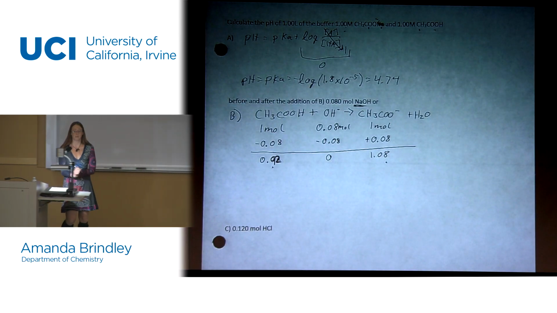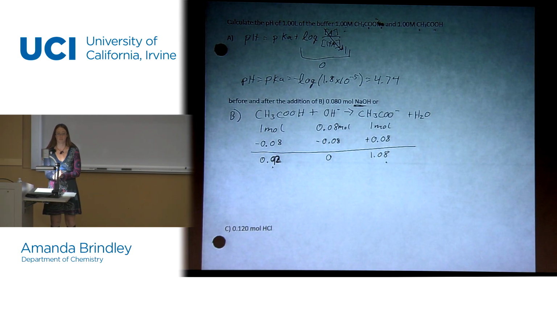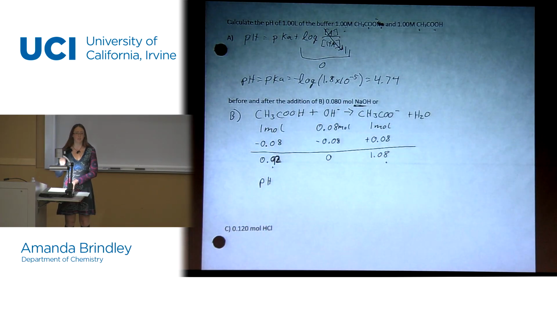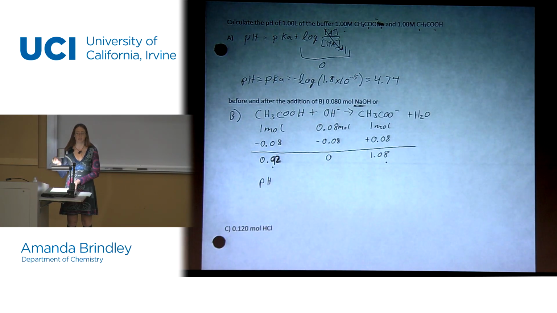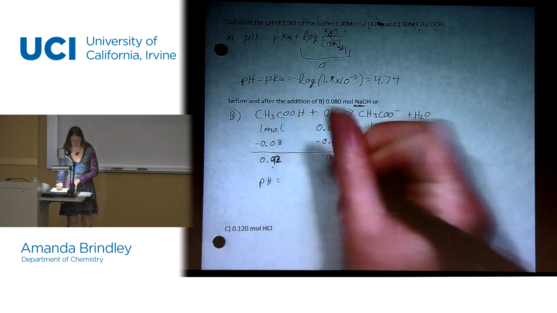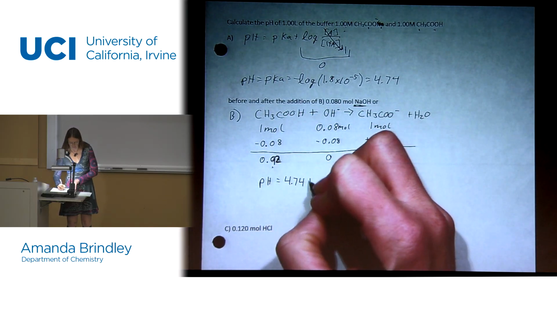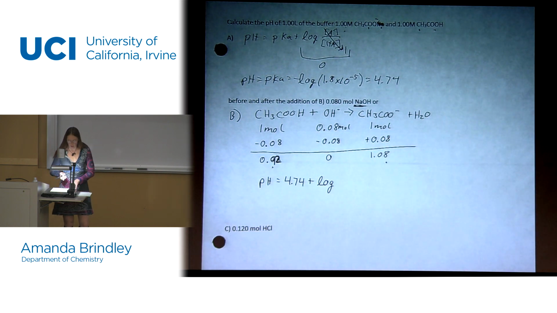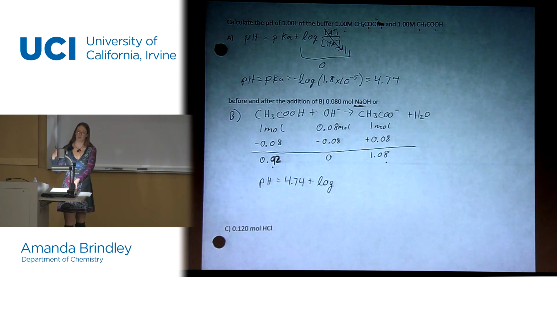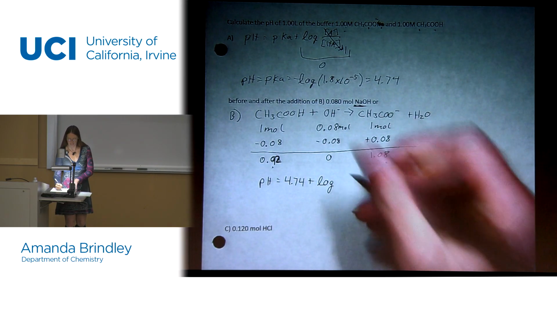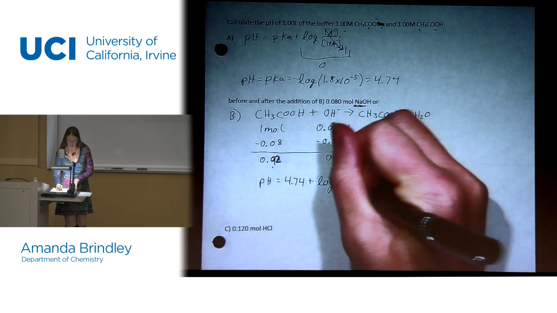So we have a buffer. What do we do? Henderson-Hasselbalch equation. By the way, if you want to write notes to yourself, HH equation is usually how you prefix it, so it's faster. What number goes on top? The base. That's a nice, safe answer. Which one is that? Yeah, the 1.08.